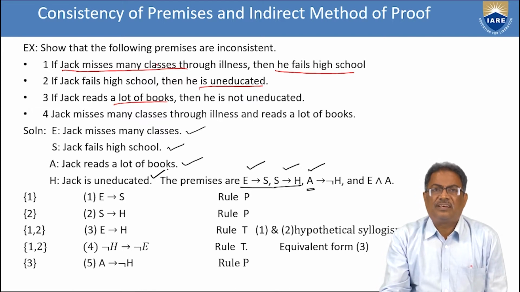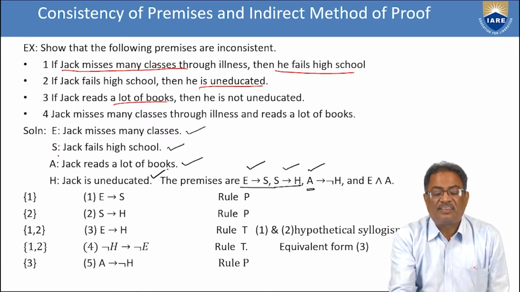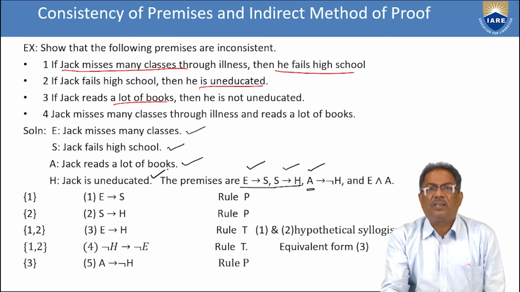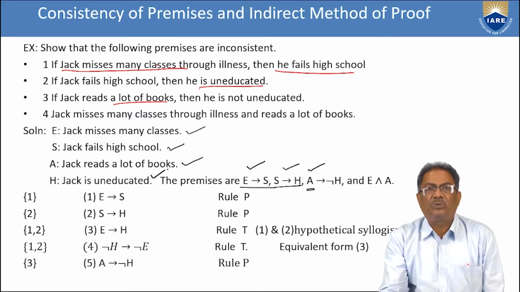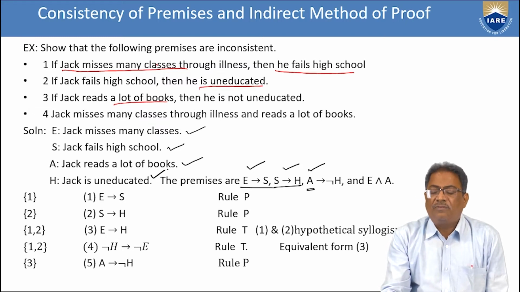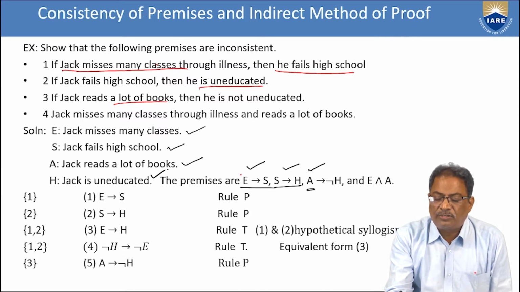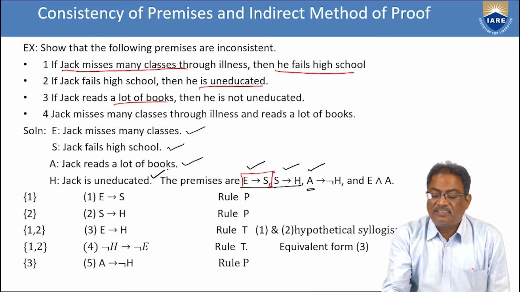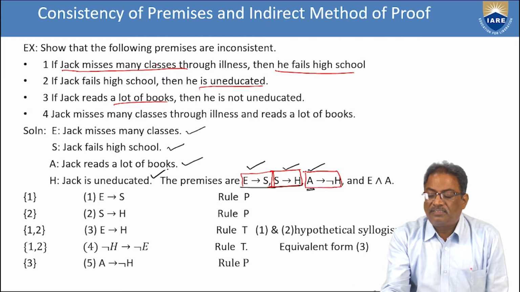So we are going to consider those primitive sentences as E, S, A, H. E is Jack misses many classes, S is Jack fails high school, A is Jack reads a lot of books, and H is Jack is uneducated. By taking the given sentences in this manner, this is the first compound premise, this is the second one, this is the third one, and this is the fourth one.